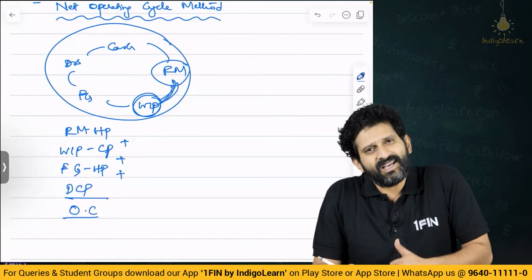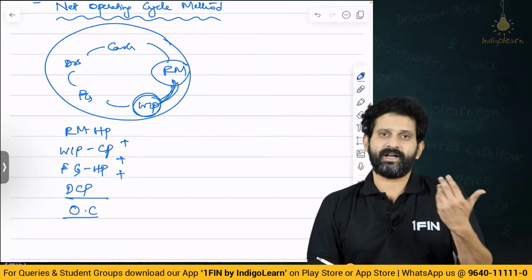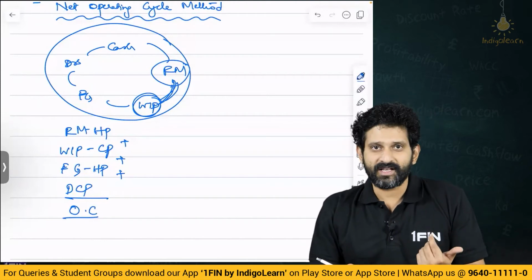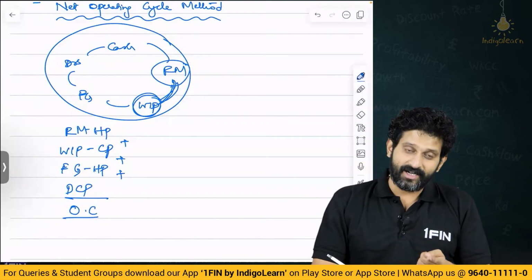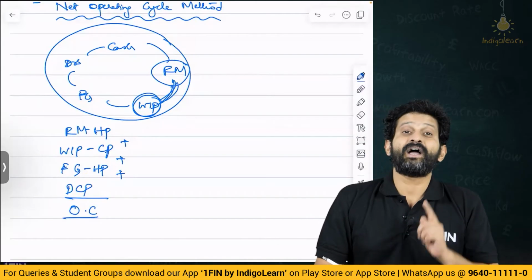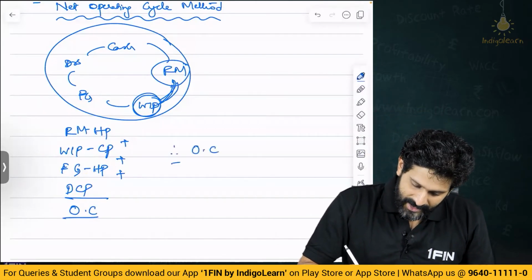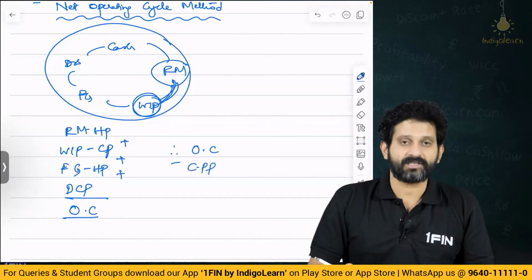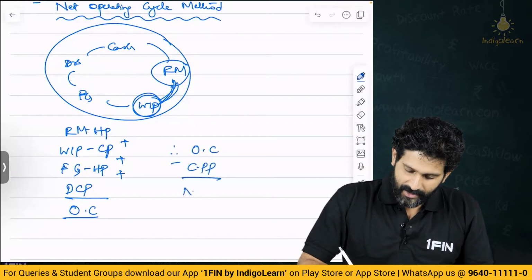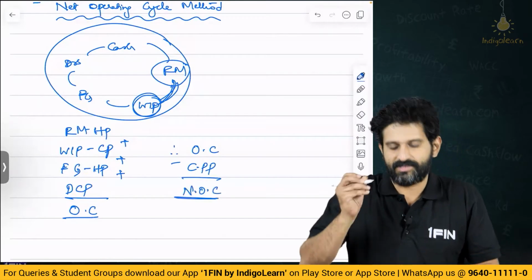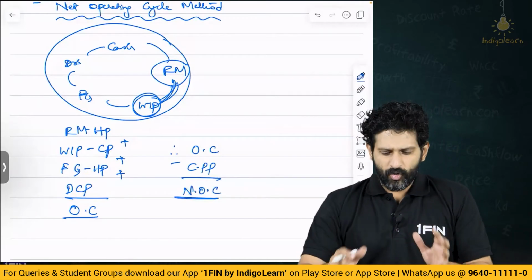Now, just like how we give on debt, even we purchase raw materials for credit. Therefore, just like our debt collection period, we also have something called credit payment period. Therefore, operating cycle minus credit payment period will give us our net operating cycle. Now, sir, how do I understand this?